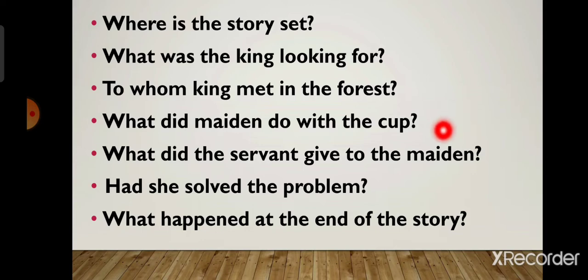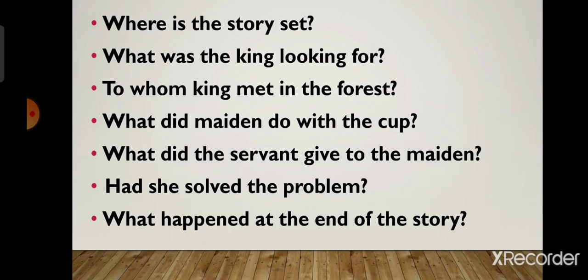My next question is, what did the maiden do with the cup? Yes, absolutely right. She threw the cup onto the ground and it smashed into 100 pieces.